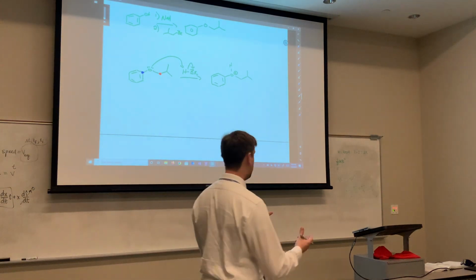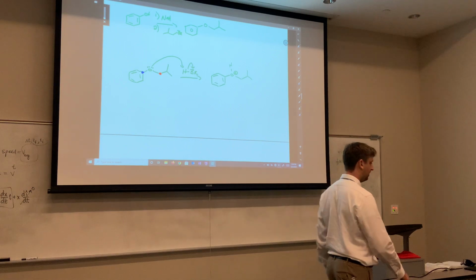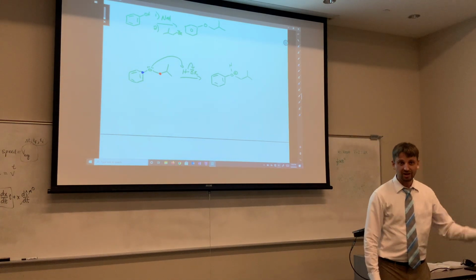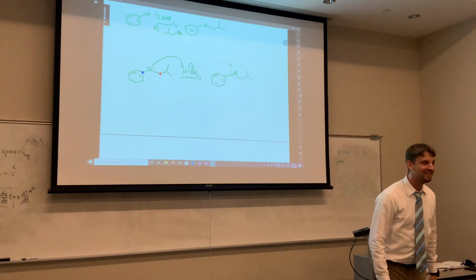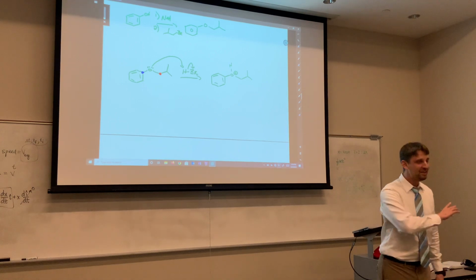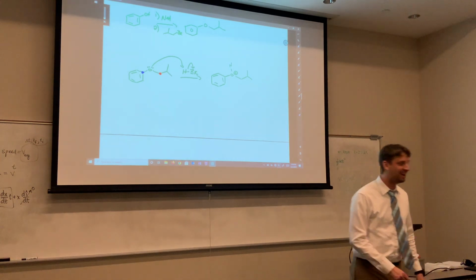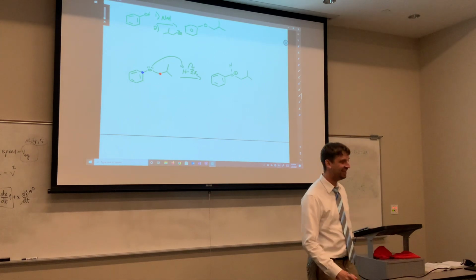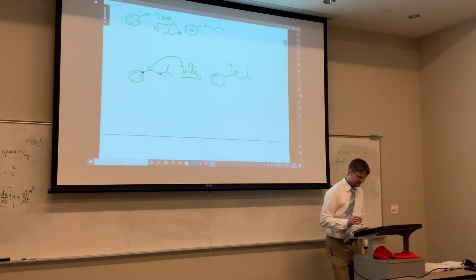So which of those two carbons is the bromine going to hit? The one that we've never seen any chemistry with before, in blue? Or the one that we've seen do chemistry all the time, in red? Which one do you think, guys?